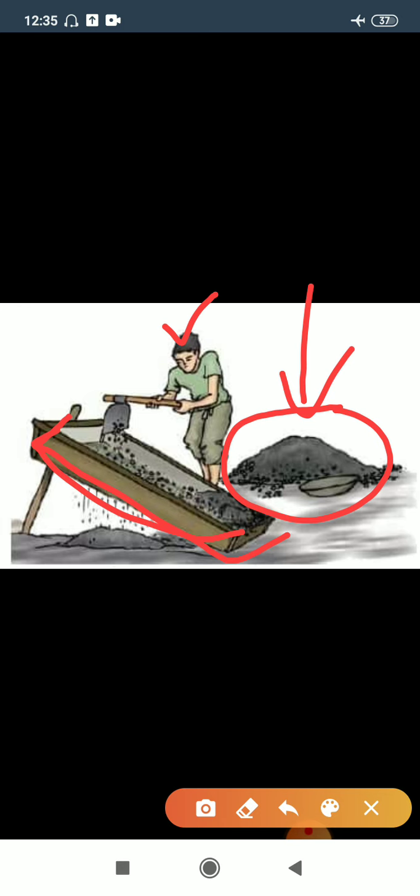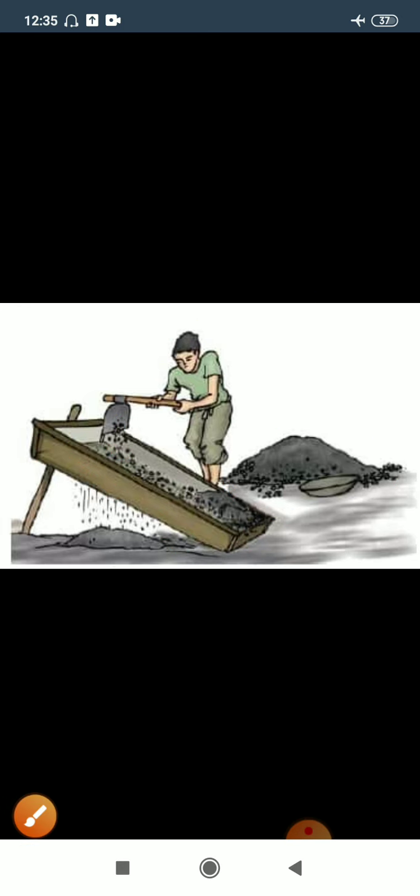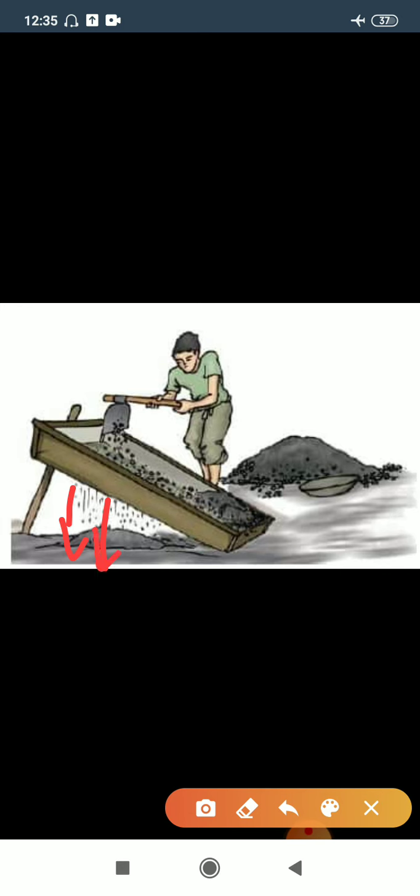You can see here he is just putting this mixture in this sieve. Now you can observe here the small particles were passing through this sieve and the big stones were gathered over here. So with the help of this big sieve, this person easily separates the bigger stones from this mixture.